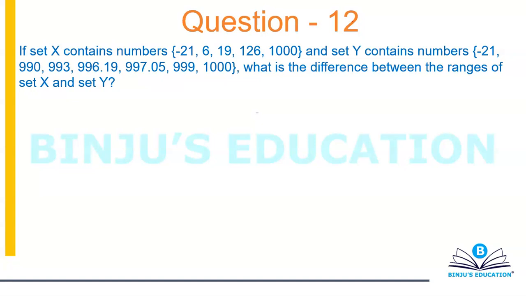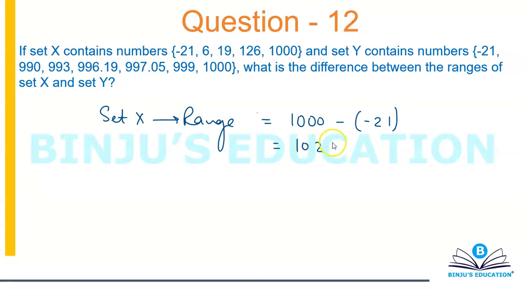Alright, let's see how we can solve this one. Set X consists of numbers minus 21, 6, 19, 126, 1000. Set Y contains numbers minus 21, 990, 993 and so on. What is the difference between the ranges of set X and set Y? For set X, the range will be 1000, which is the maximum number, minus the minimum number, which is minus 21. So that is 1021.